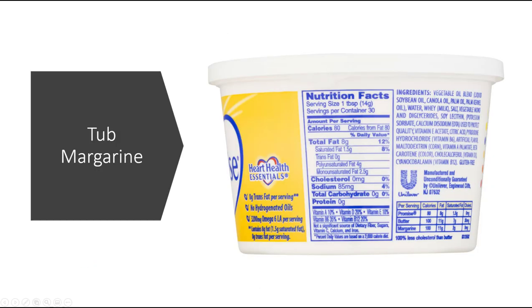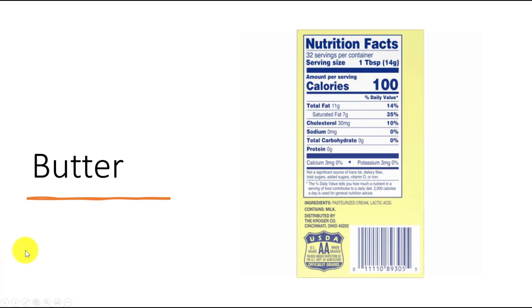Now let's look at tub margarine. Since it is in a container, it does not need to maintain a shape like stick margarine. Once again, they used a vegetable oil blend. However, they only have 1.5 grams saturated fat, which tells me that they use less palm oil than shortening or the margarine stick because it has less saturated fat. Now compare that to butter, which only uses the fat from cream. We see quite a bit more saturated fat.